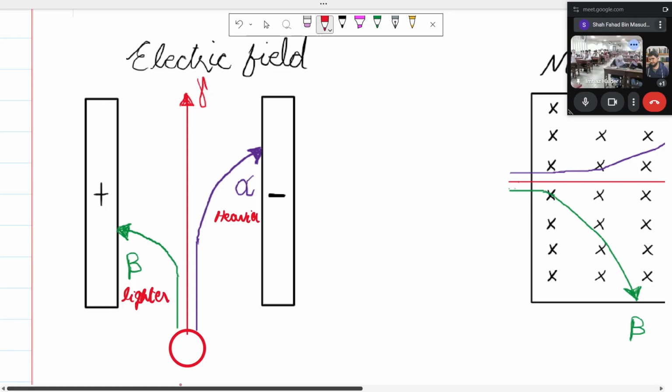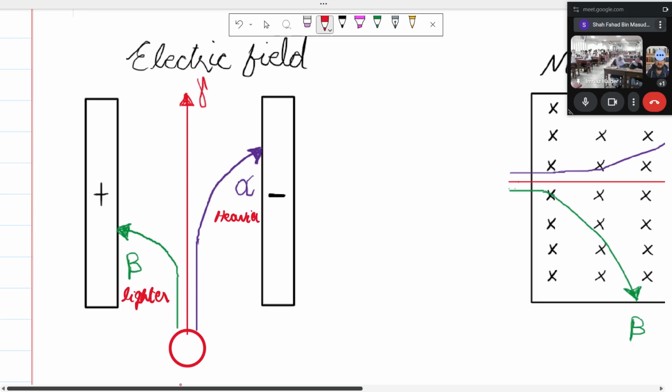Student: Sir, please repeat once more. Okay. So in this example, what I explained is that this is some radioactive element which is emitting alpha, beta, and gamma radiation.